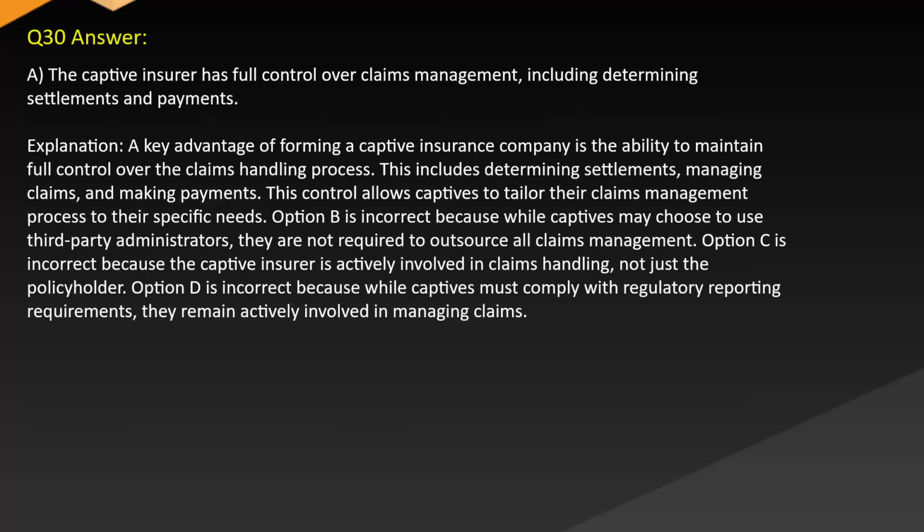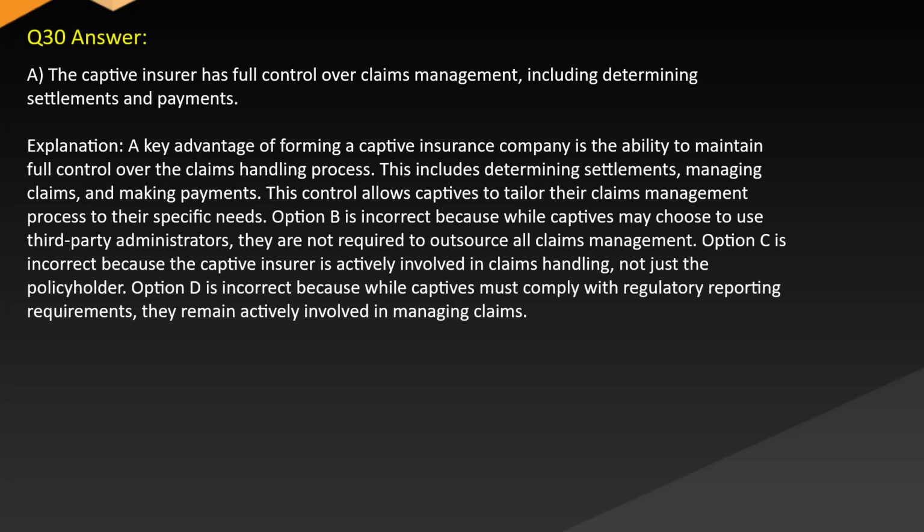Answer A. The captive insurer has full control over claims management, including determining settlements and payments. Explanation. A key advantage of forming a captive insurance company is the ability to maintain full control over the claims handling process. This includes determining settlements, managing claims, and making payments. This control allows captives to tailor their claims management process to their specific needs.